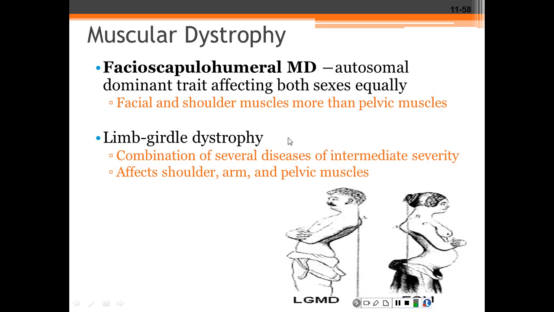Alright, then we have facioscapulohumeral MD, which is an autosomal dominant trait, and it affects both sexes equally. It's the one down here at the bottom right-hand side. Okay, the face and the shoulder muscles are kind of developed more than the pelvic muscles, so you have the bones protruding out in the back. Then we have limb-girdle dystrophy, a combination of several diseases of intermediate severity, and it affects the shoulders, the arms, and of course the pelvic muscles, hence why the individual is tilting in.